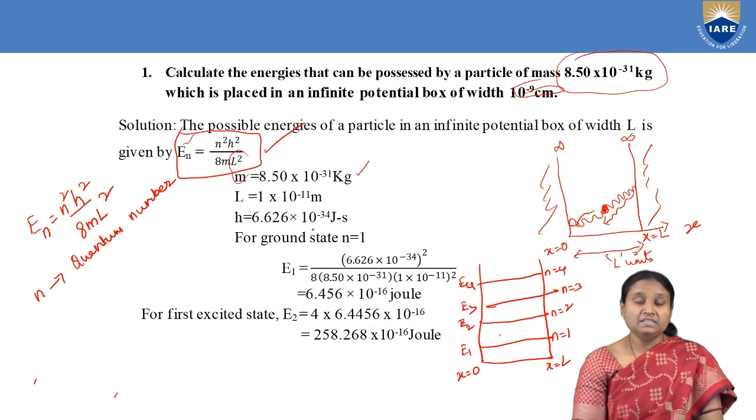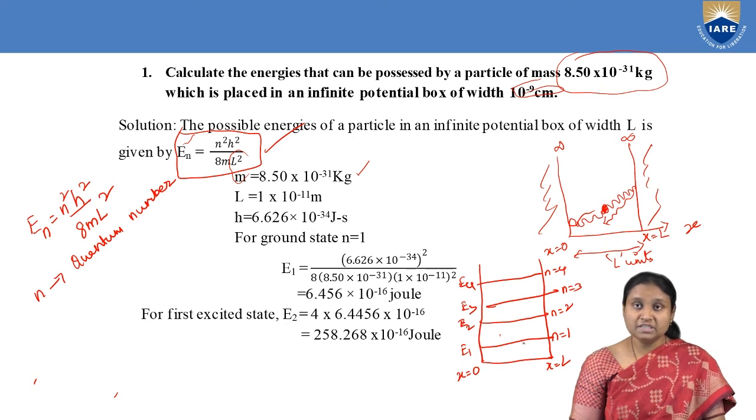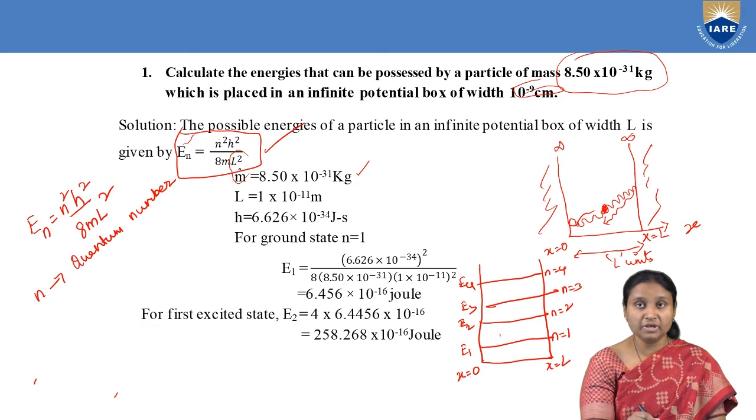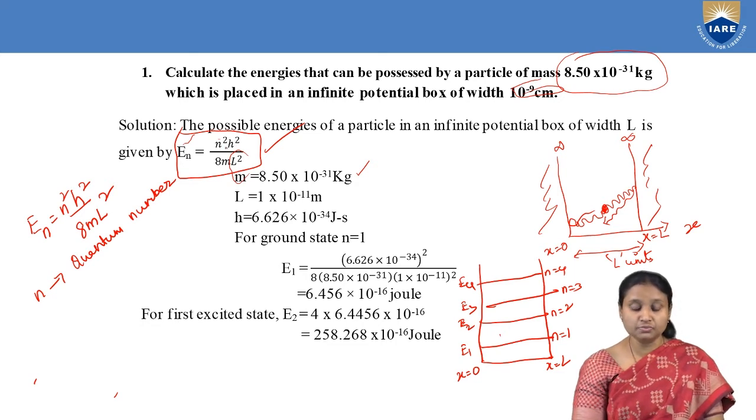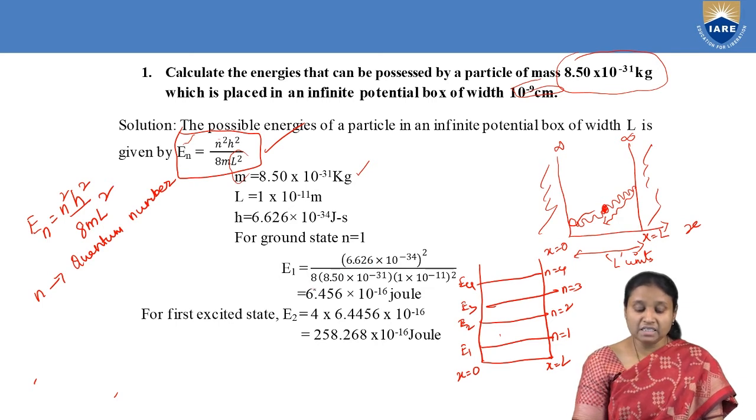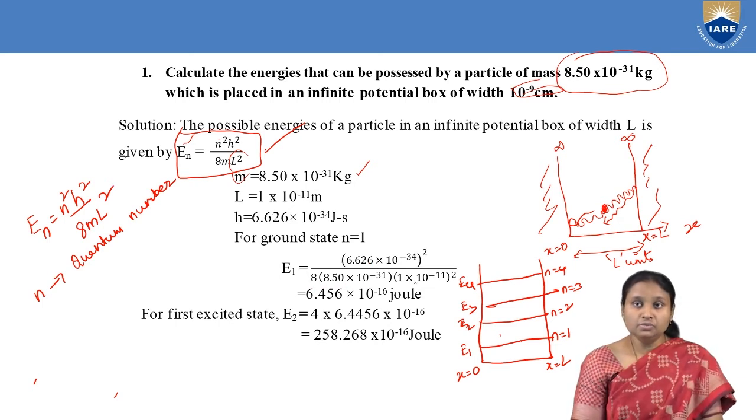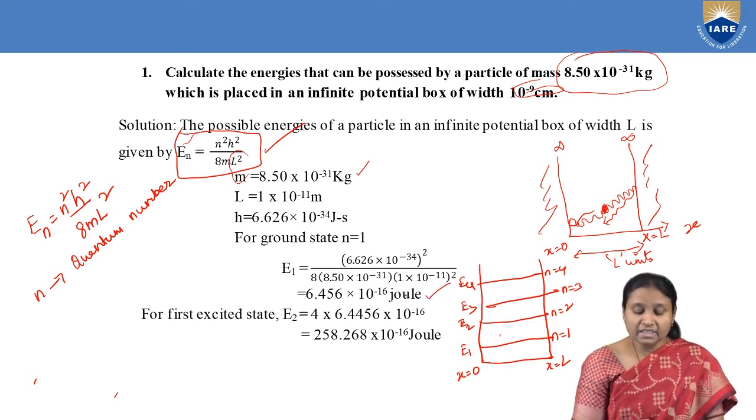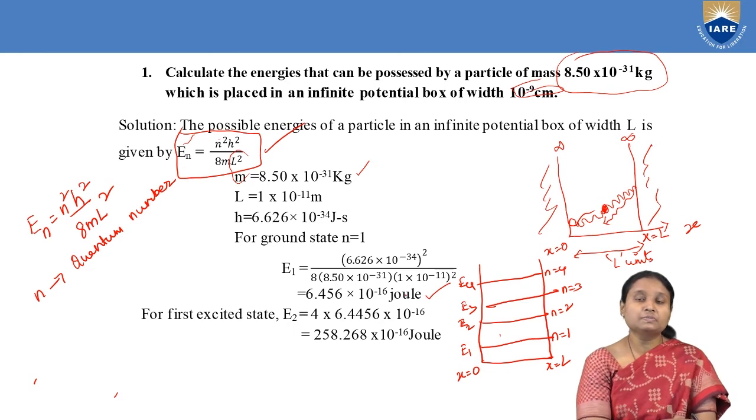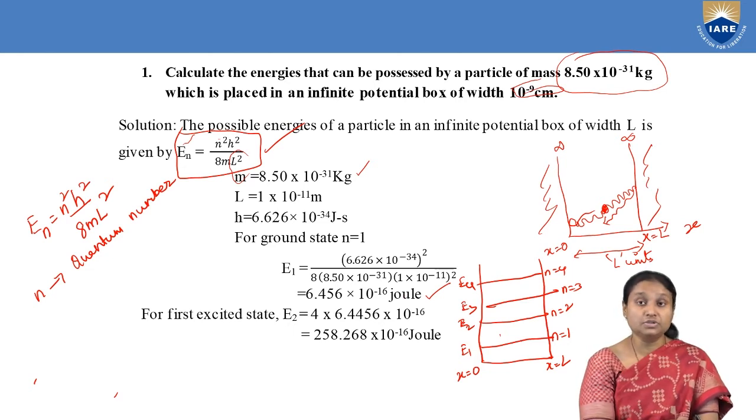Now, in order to find energies, I'll start with the ground state energy by substituting n = 1 in this formula. So E1 will come out to be, of course, the formula is n²h²/8mL². In place of n, I'll substitute 1², which is obviously 1, and then h² divided by 8 times mass times the square of the width of the box. If we do it, we have our energy in joules, and that value is 6.4 × 10^-16 joules. Now this is our ground state energy level.